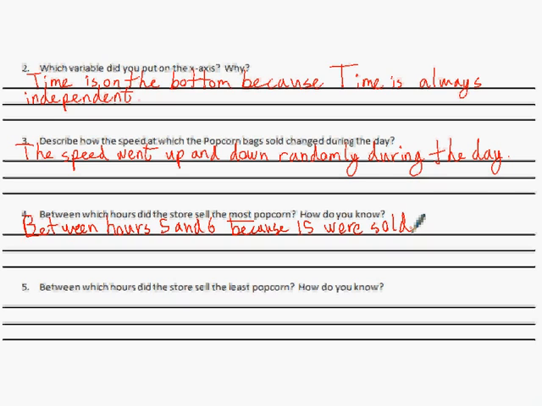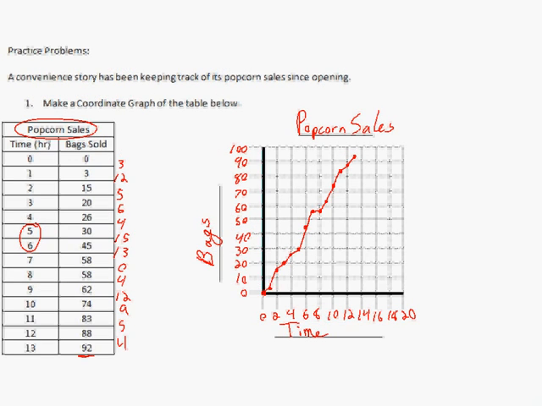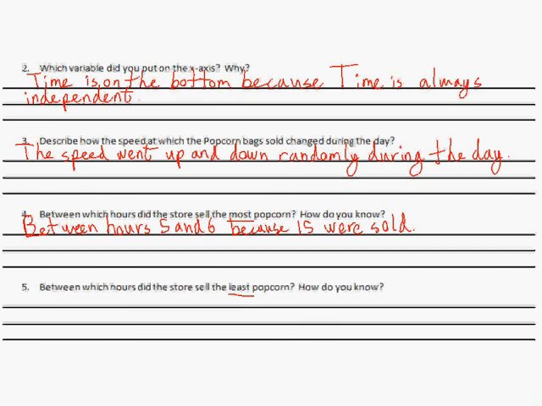Now, between which hours did the store sell the least popcorn, and how do you know? So instead of looking for the highest number, we'll look for the lowest number. Well, in all these numbers, we have a 0, which is the lowest, between 7 and 8. So, between hours 7 and 8, because 0 were sold.